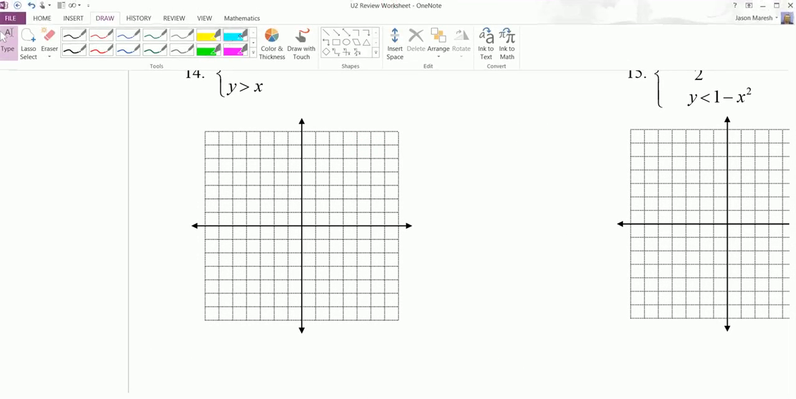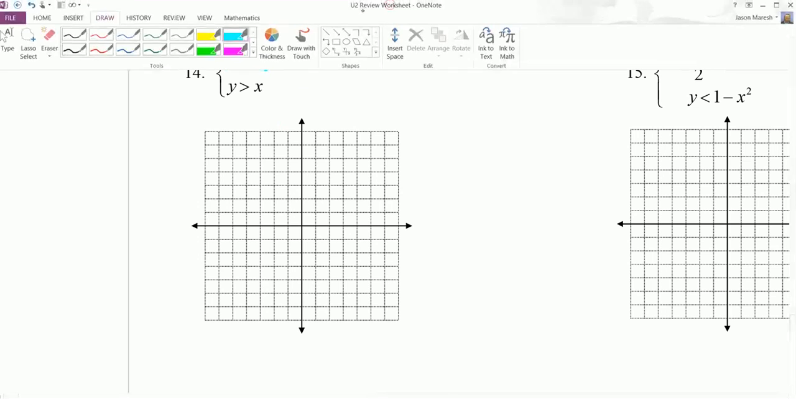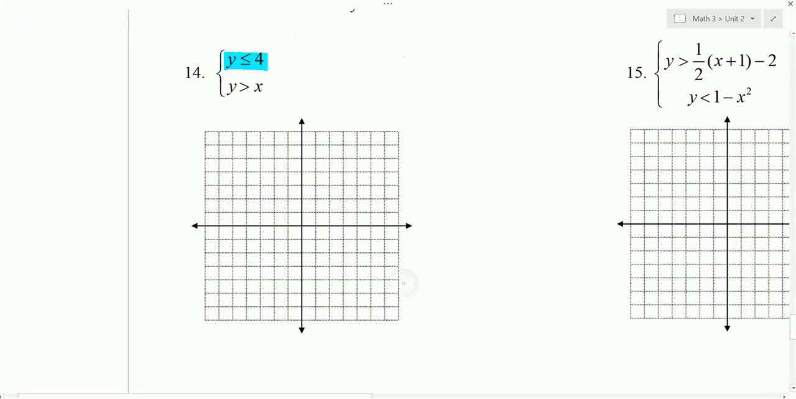So I'm going to use some colors here. So first, graph that in blue. y is less than or equal to 4. Well, if I just graphed y equals 4, 1, 2, 3, 4 on the y-axis, this line right here is y equals 4.